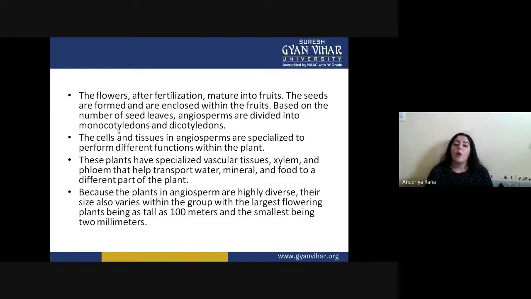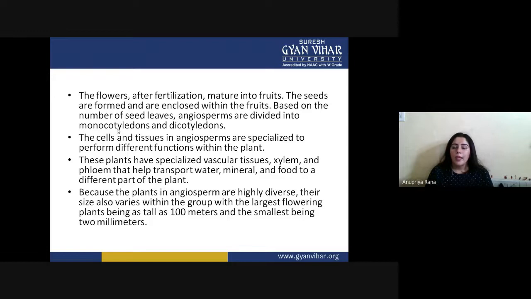The seeds are formed and are enclosed within the fruit. That's why we say their seeds are enclosed. Basically, the fruit is the structure responsible for covering the seed inside the plant body. Based on the seed's leaves, angiosperms are divided into monocotyledons and dicotyledons.